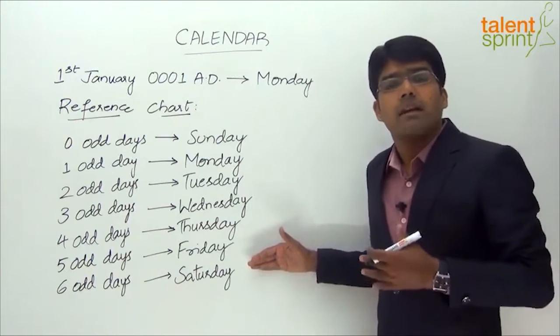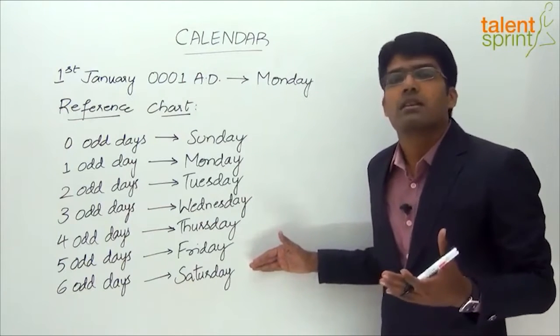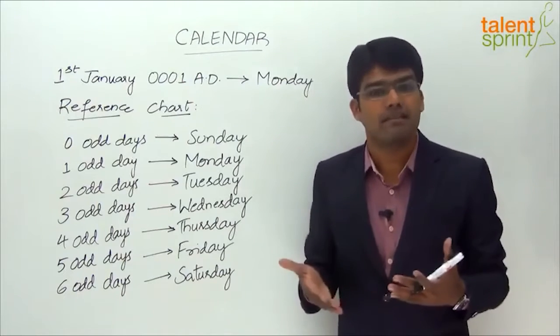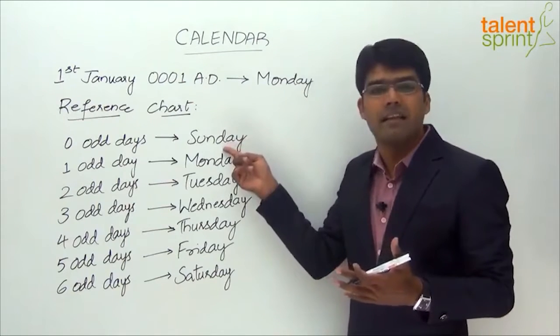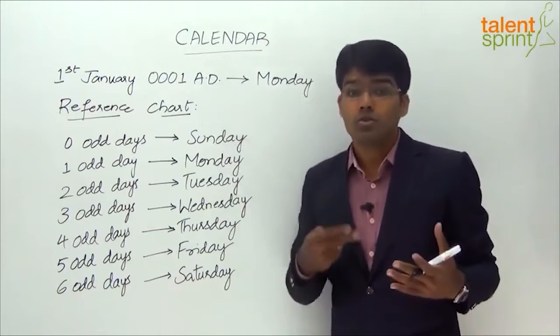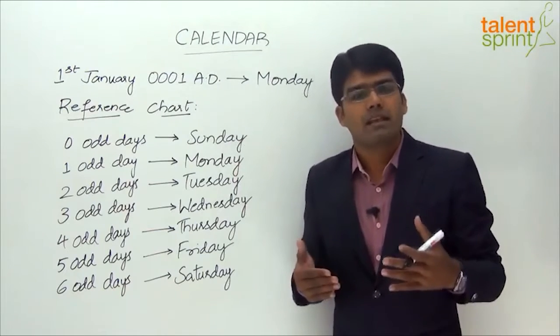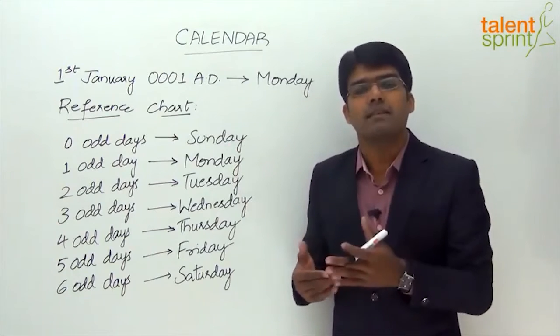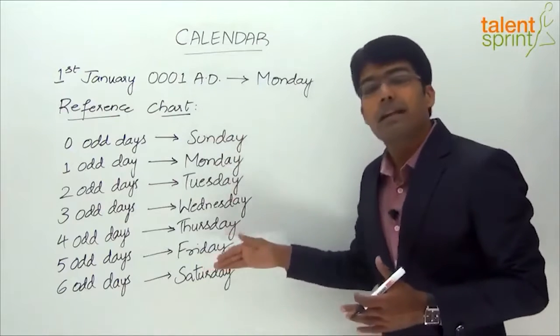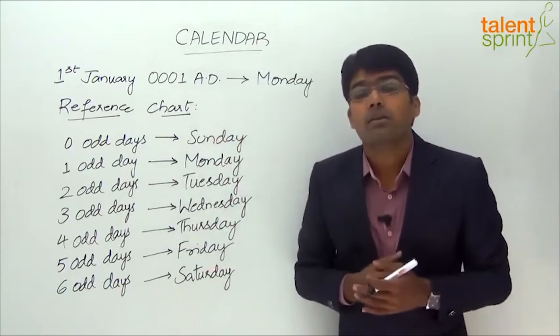Likewise, 7 odd days is not possible, because 7 odd days is equivalent to 1 complete week. So again 0 odd days will give us Sunday. If there are, let's say, 9 odd days, 9 odd days is nothing but 2 odd days, because 9 odd days is equivalent to 1 week plus 2 days. So 2 odd days will give us a Tuesday. So this is the reference that we need to use while finding out the day of the week.